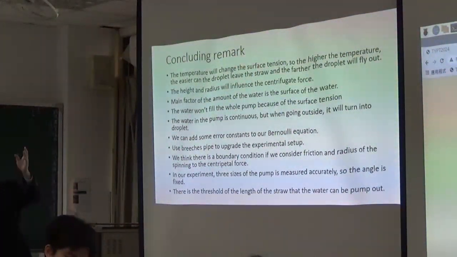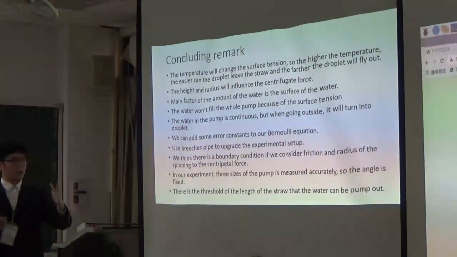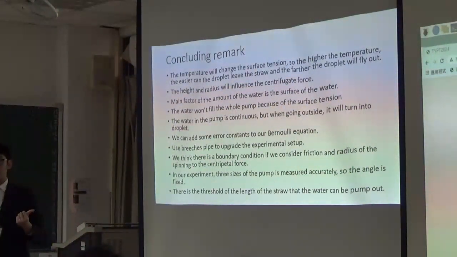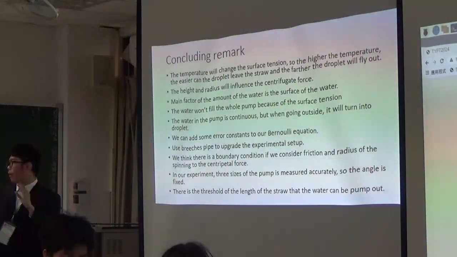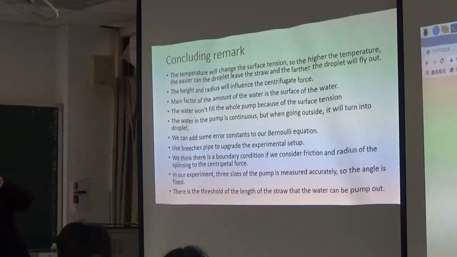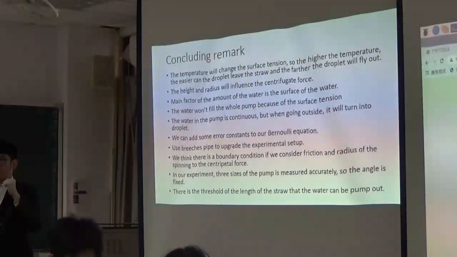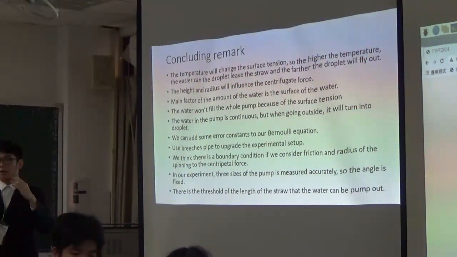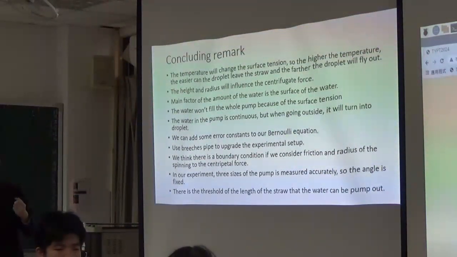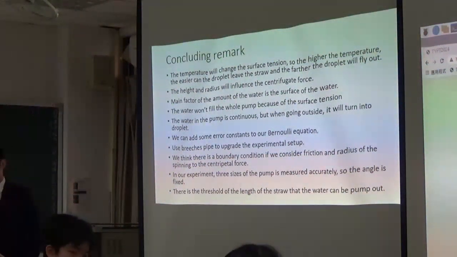And also the opponent mentioned that they don't think I can use the projectile motion, but I said that when the water pumps out from the straw, it will become droplets instead of a flow. So it won't fit the continuous equation. So that is the end. Thank you.